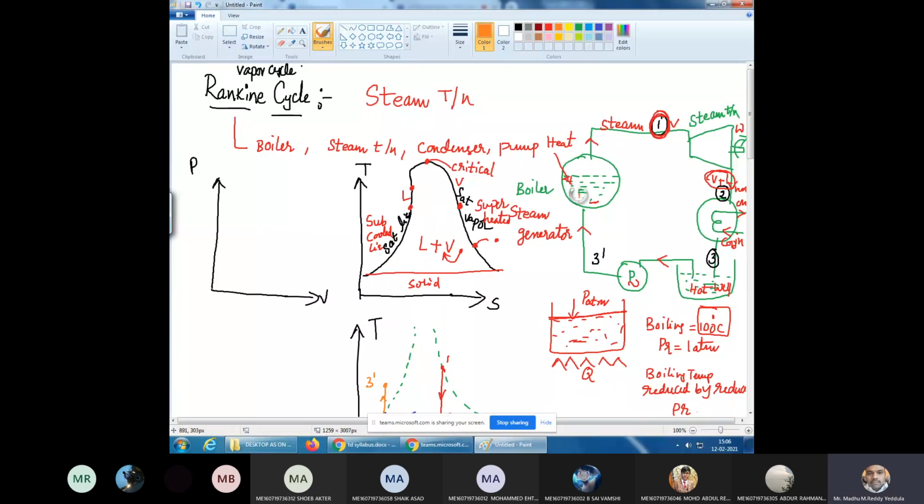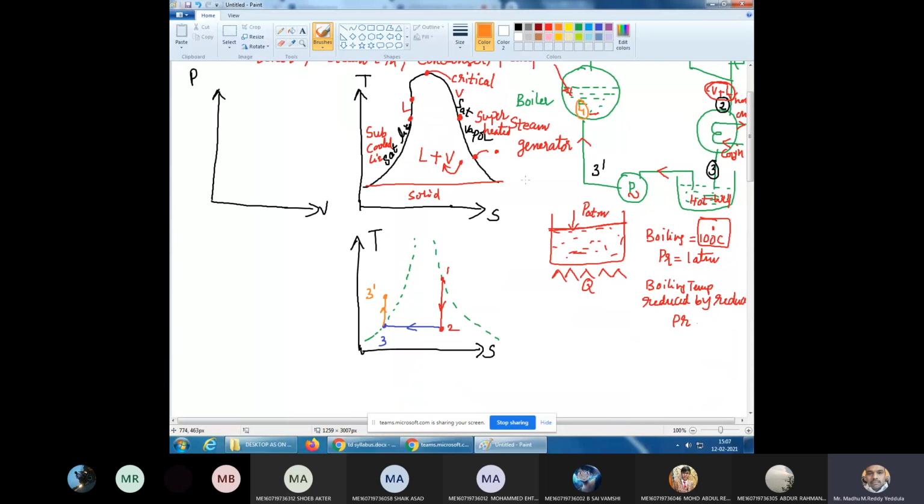Let us say this is state 4. Let us say 3 dash to 4. What is this one? What can we say? Water. Heat addition, yes or no? Heat addition in the boiler. Heat addition at constant pressure.